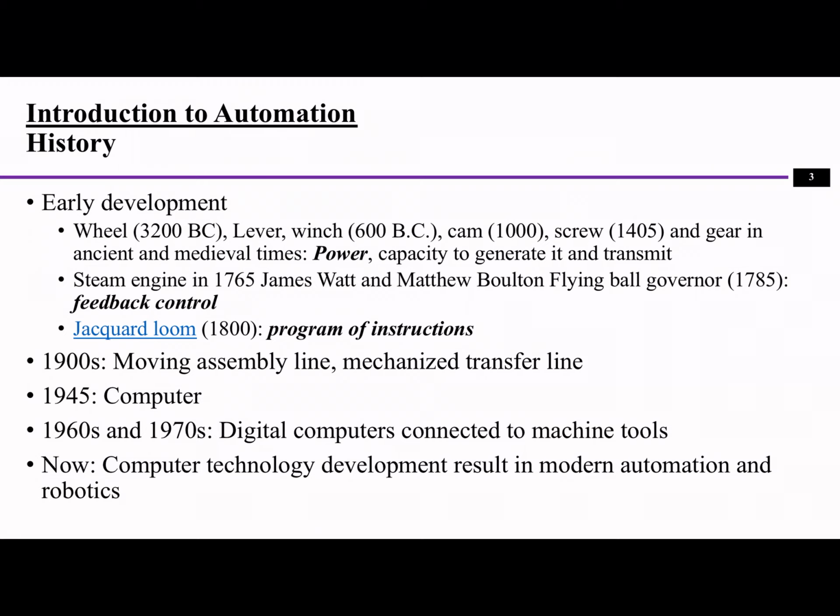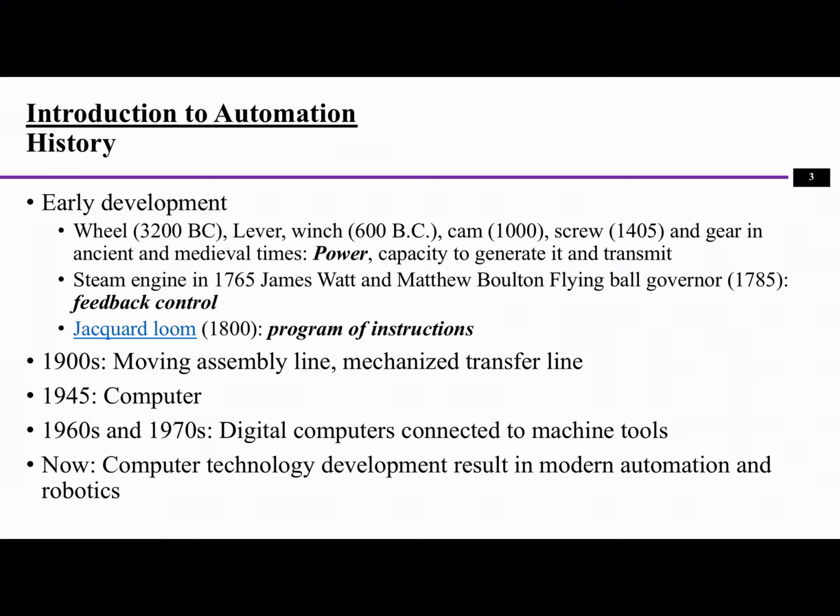And then later in 1900, we all know that the moving assembly line was created at the Ford company, and then all these car industries started to use mechanized transfer lines to move the car parts from one station to another. This started mass production.